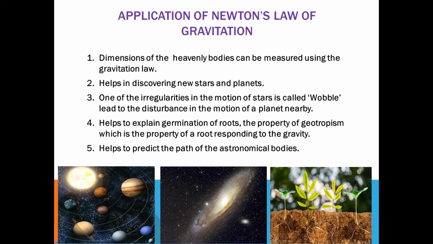One of the irregularities in the motion of the stars is called wobble, and it leads to disturbance in the motion of the planet nearby. In this condition, the mass of the star can be calculated using the law of gravitation. It helps to explain the termination of roots, which is due to the property of geotropism, which is the property of roots responding to gravity. And it helps to predict the path of astronomical bodies.